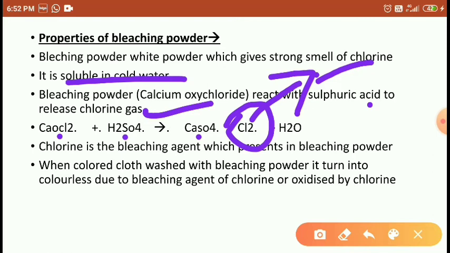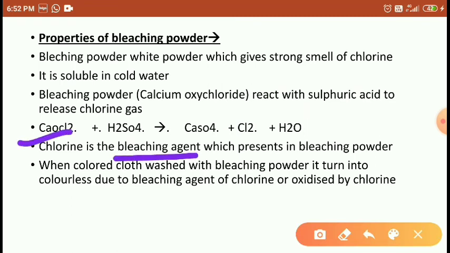With the help of chlorine, we can also clean the water in a swimming pool. Yesterday we discussed the uses of chlorine. Chlorine is added into the swimming pool. Why are we adding it to the swimming pool? Because it can kill the germs in swimming pools. Right?